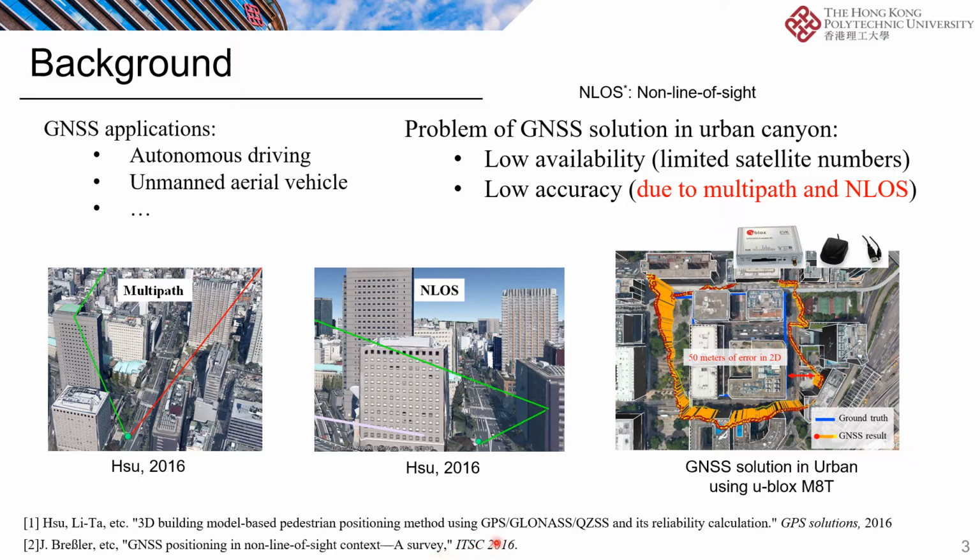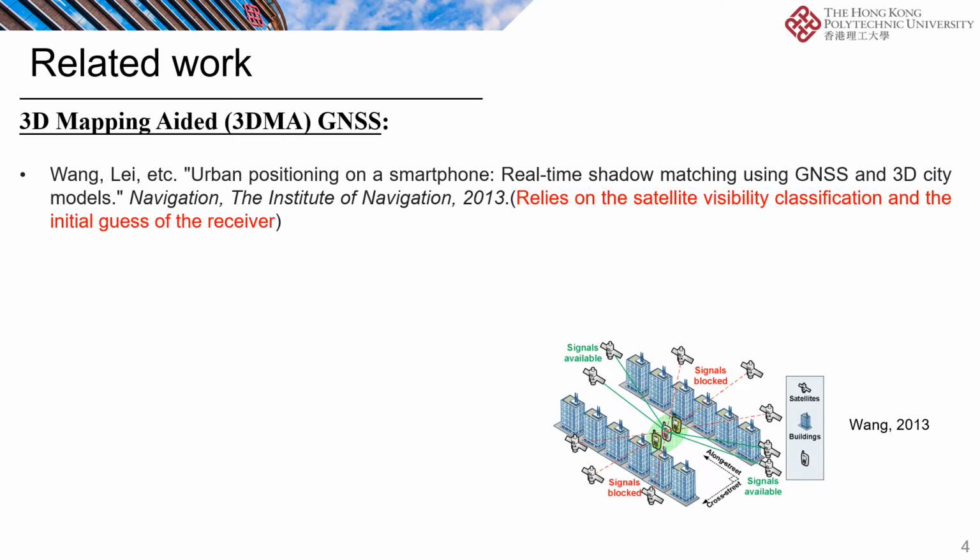According to a recent survey paper, NLOS is actually the dominant factor leading to the large errors of GPS in urban canyons. Shadow matching is a very famous method proposed to mitigate the effects of non-line-of-sight in urban canyons. It matches the predicted satellite visibility of hypothesis positions with the measured satellite visibility. However, it relies on the satellite visibility classification and the initial guess of the receiver.